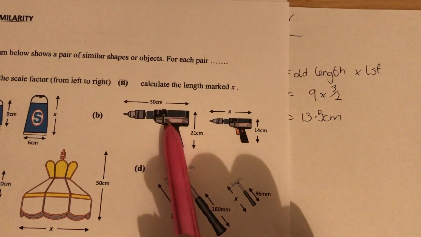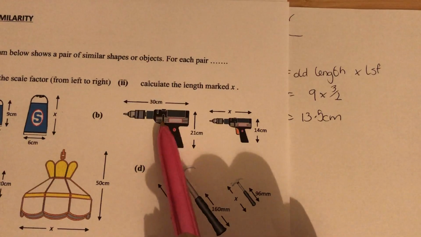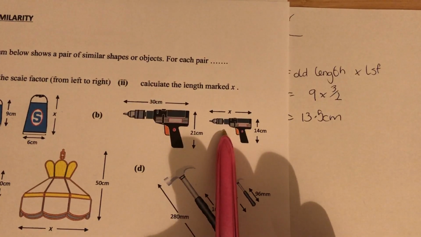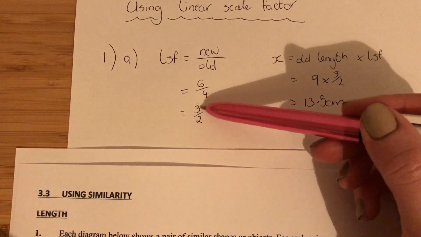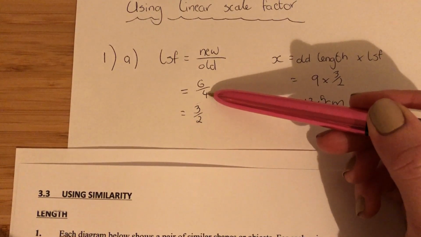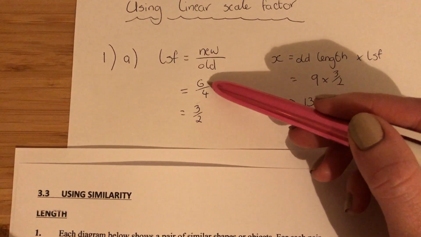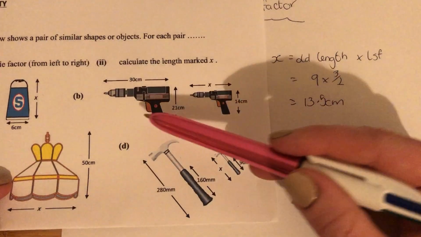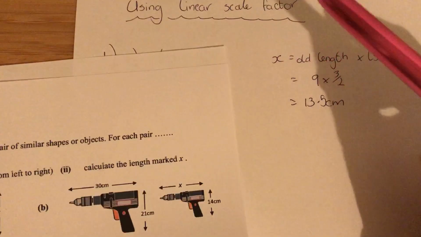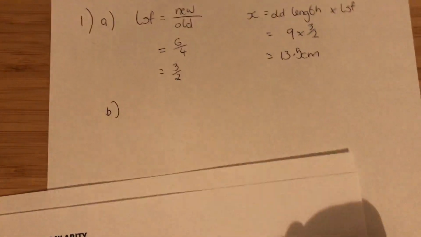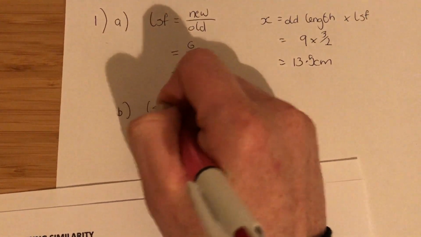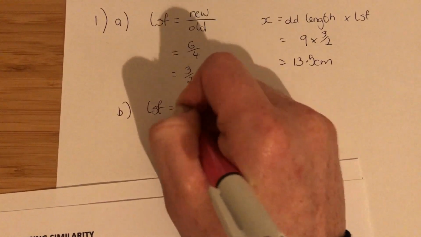For this one, this time we're going from this original shape, and it's being reduced in size. So we're expecting the smaller number to be on the top. Before we had 6 over 4. If we had been reducing it, it would have been 4 over 6. Here, we're going from a large shape to a small shape, so we're expecting a reduction scale factor. So for part B, the linear scale factor, new over old.